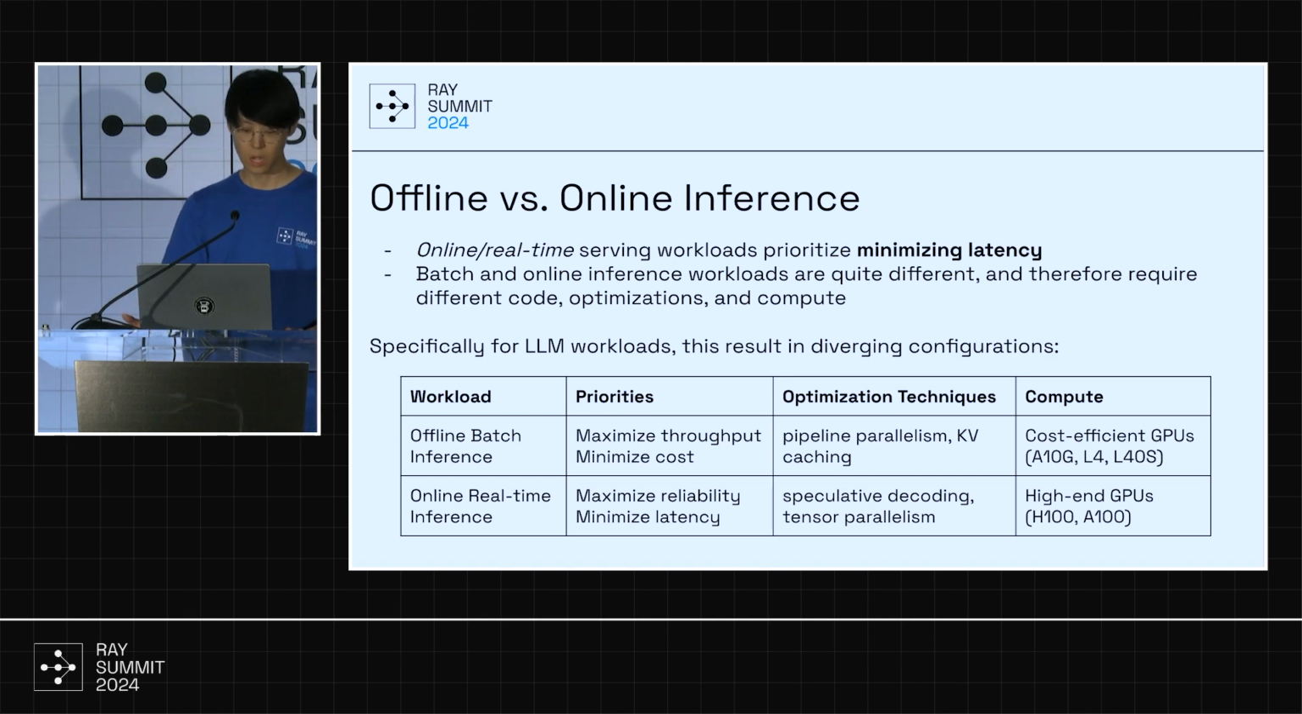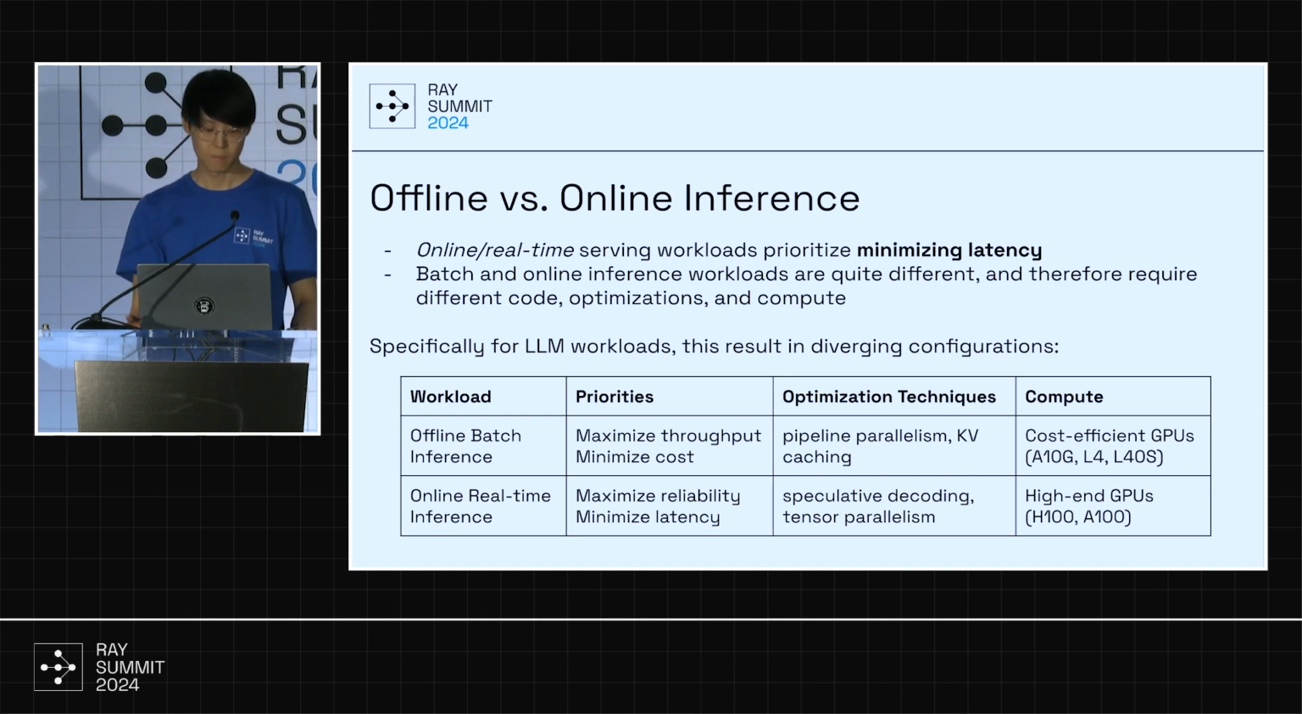For online real-time inference workloads, we want to maximize reliability and minimize the latency. So we'll use techniques like speculative decoding and tensor parallelism in order to achieve them. And these typically require the use of higher-end GPUs like H100s and A100s to really minimize the latency.